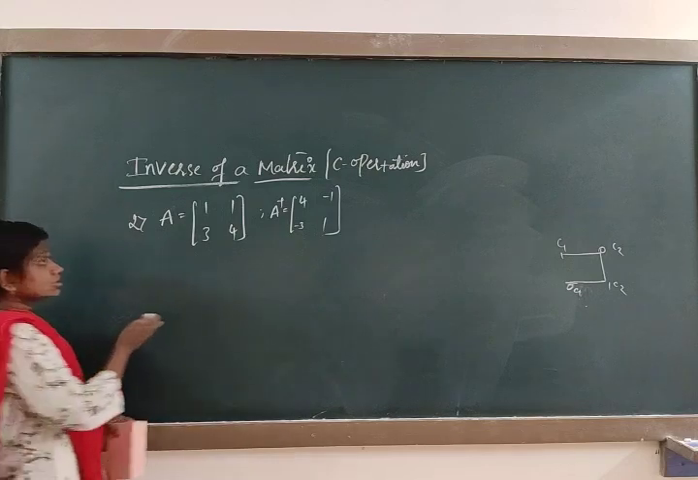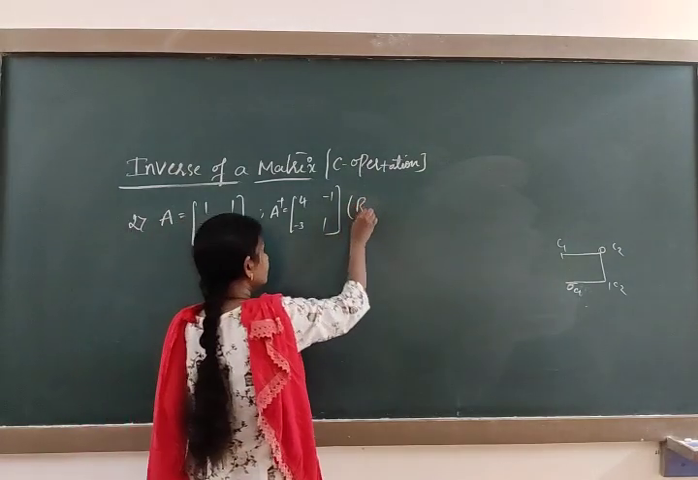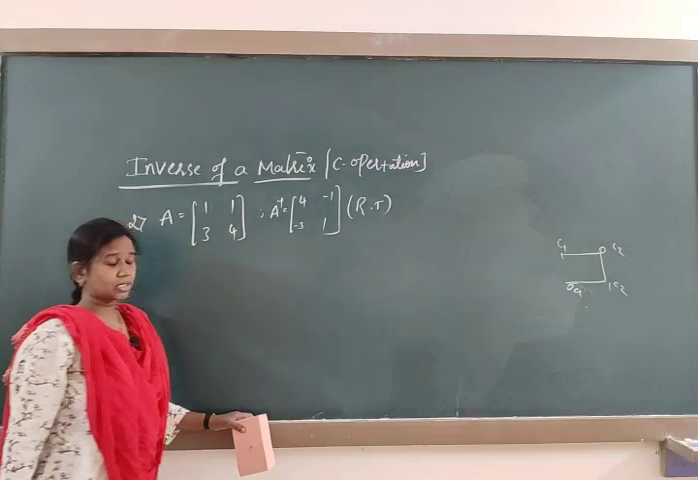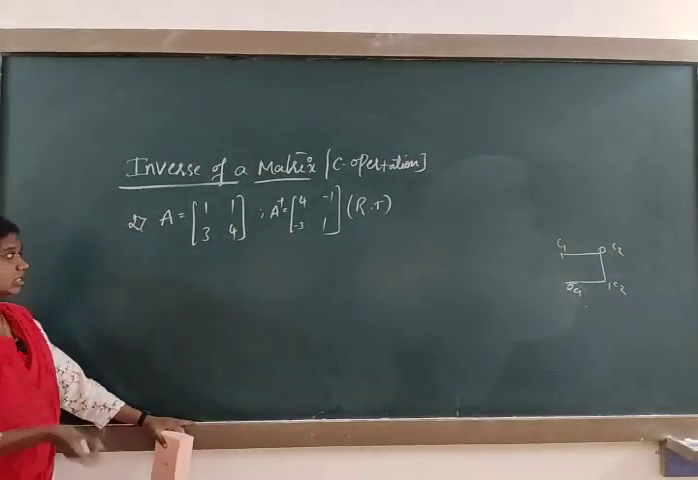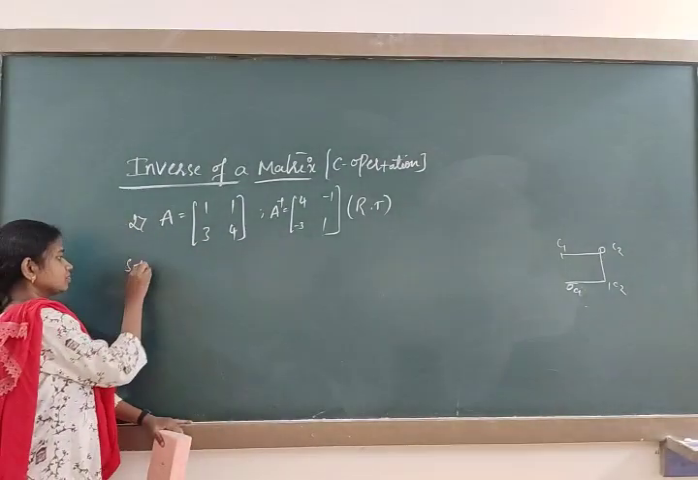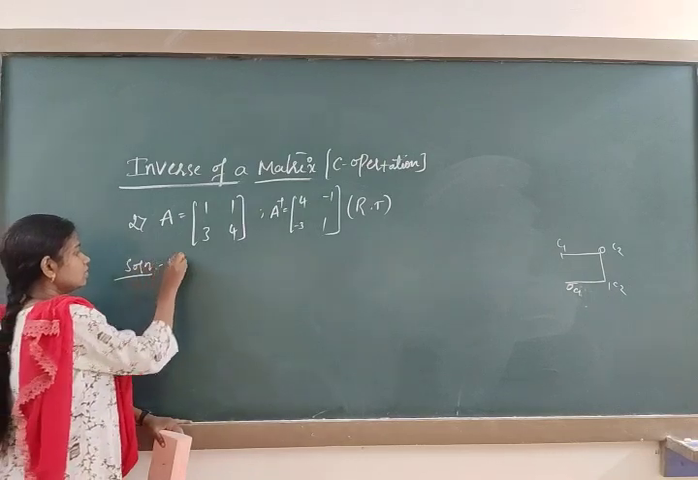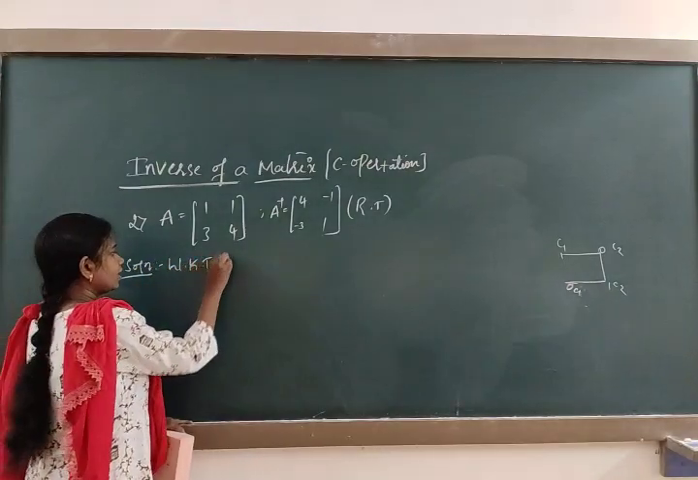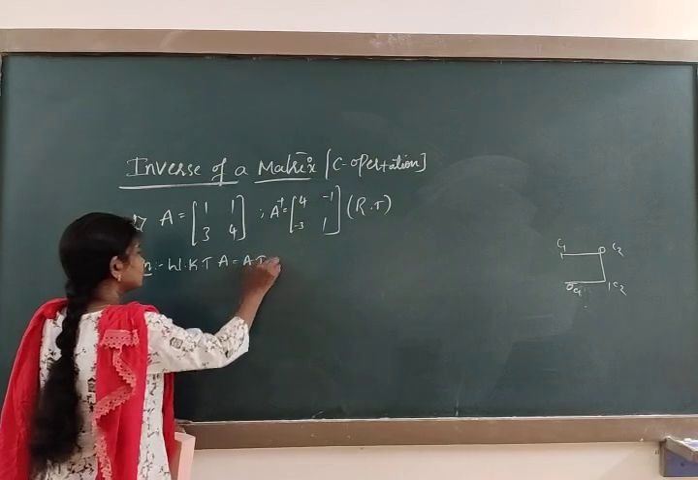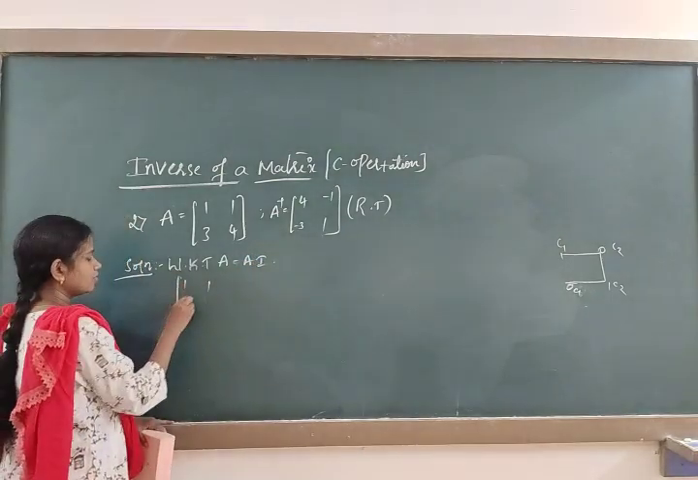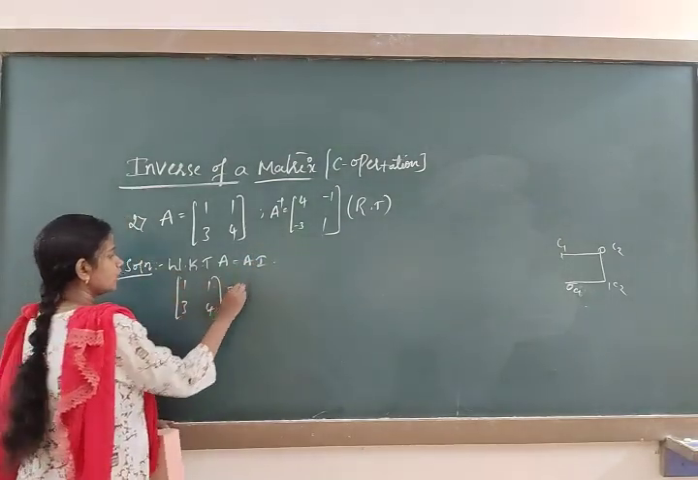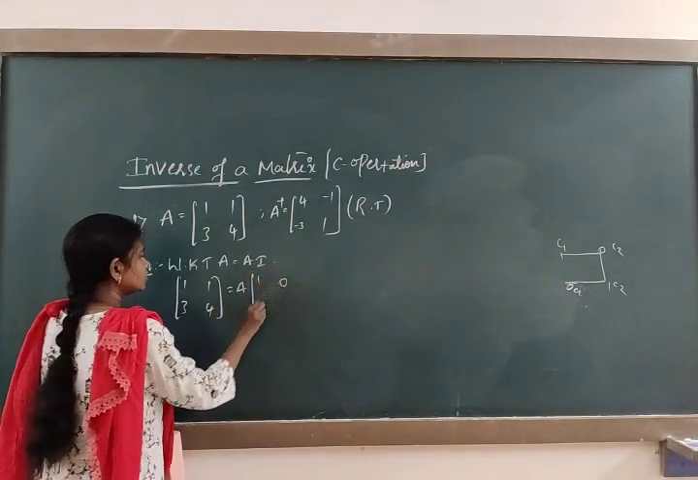So now, this is about row transformation. Now, with the column transformation, is it the same or not? We will check it out. So, solution. We know that A equal to AI. A value 1 1 3 4 is equal to A of I value 1 0 0 1.